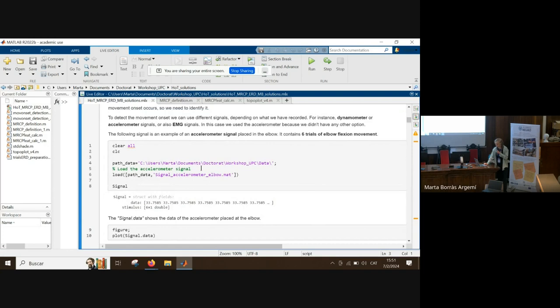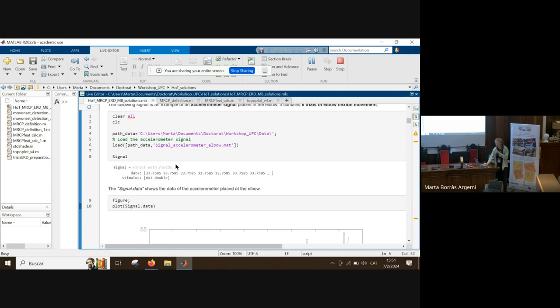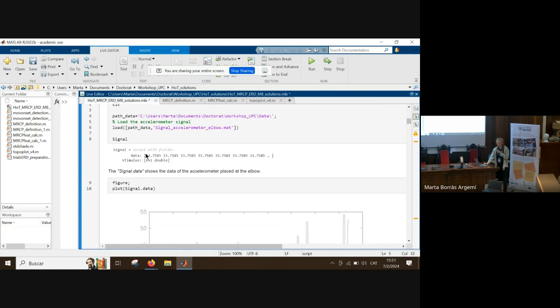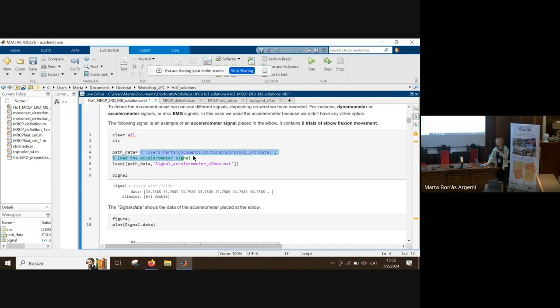Then I proceed to do this one. Run the first section here. If you run it, you will be able to see that the signal that we have is an accelerometer signal, which is a structure. Okay, so we have a structure signal that contains the data of the accelerometer, and it is important to have the correct folder here in MATLAB, okay? And I forgot, you have to introduce here the path of the data where you have saved this data. This is also important, otherwise it won't work.